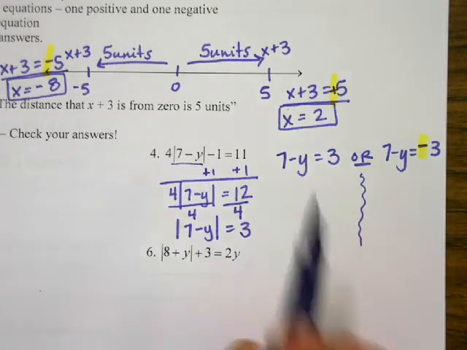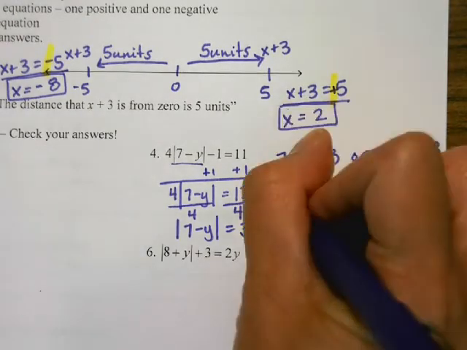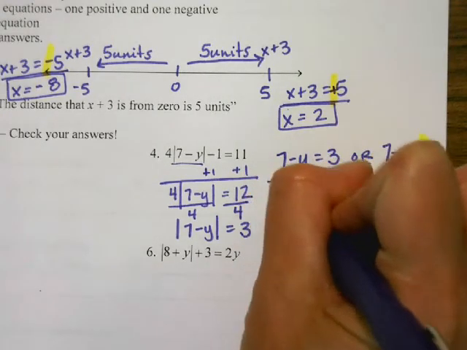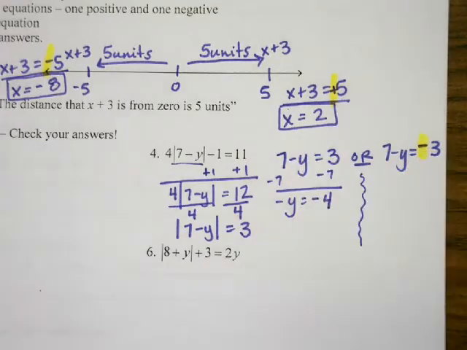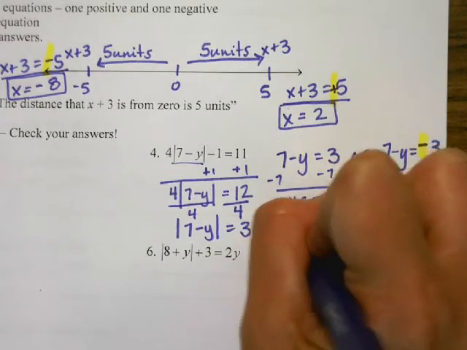Okay, let's solve this guy over here. Let's subtract 7. Negative y is equal to a negative 4. Divide by negative 1, so y is equal to 4.